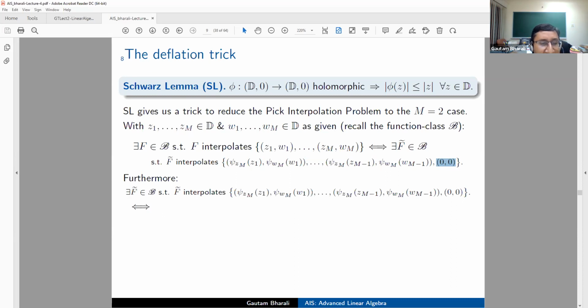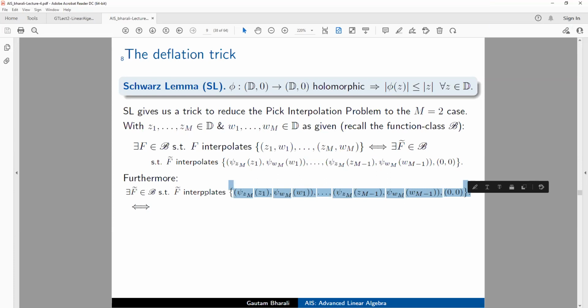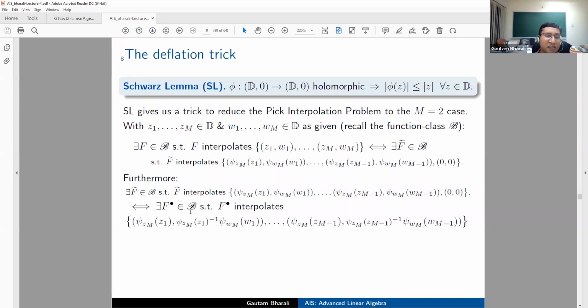Now there exists an F tilde that interpolates what I just wrote, if and only if there exists another map, F dot, that interpolates this data. Now, this is a hell of a lot more complicated looking in the following way. All the first entries remain the same as before, but every entry upstairs, every psi sub wm of wj, is divided by psi sub wm acting on zj. So the question will immediately arise, how come this is not 0? This is where the fact that z1 through zm are distinct is very, very important.